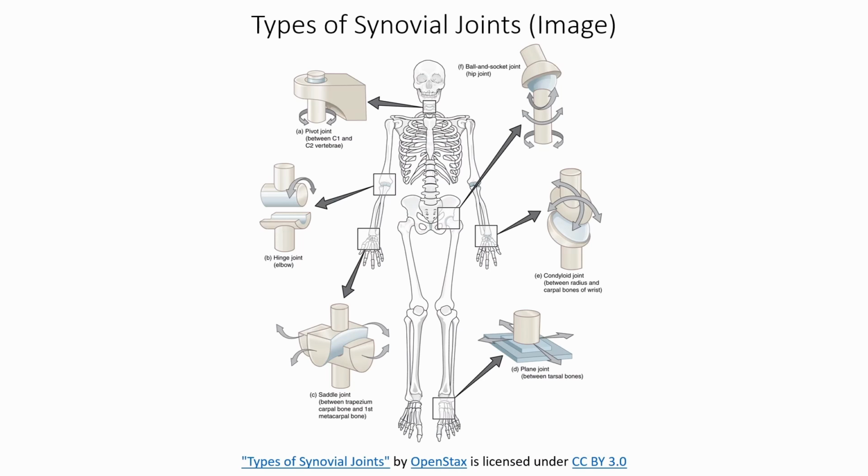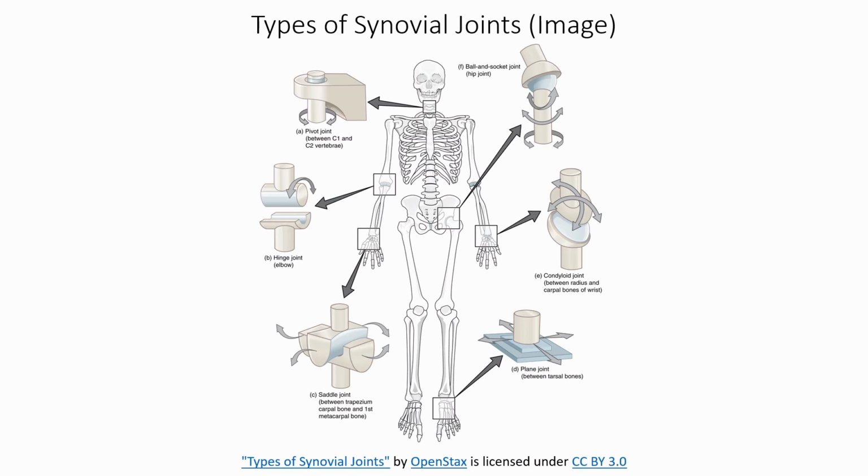The plane joint, if we're moving down to the lower right, we see that between the tarsal bones. We have a little bit of movement on a horizontal plane, and so we can move forward, backwards, left, right, but we can't move in any other directions, just on that flat surface or flat plane.